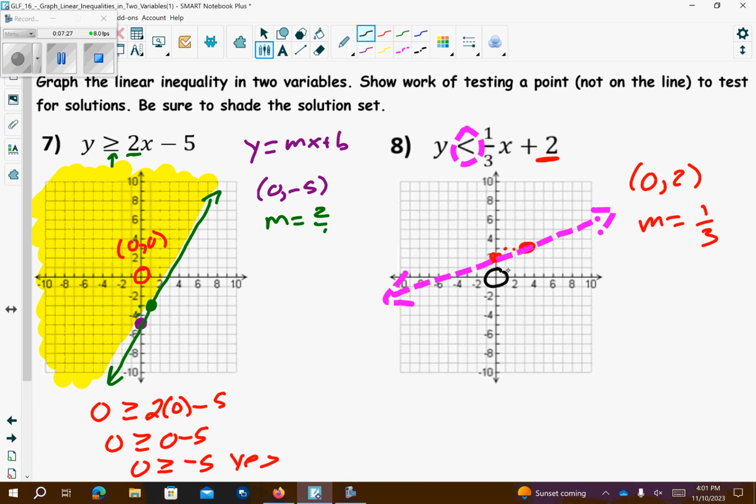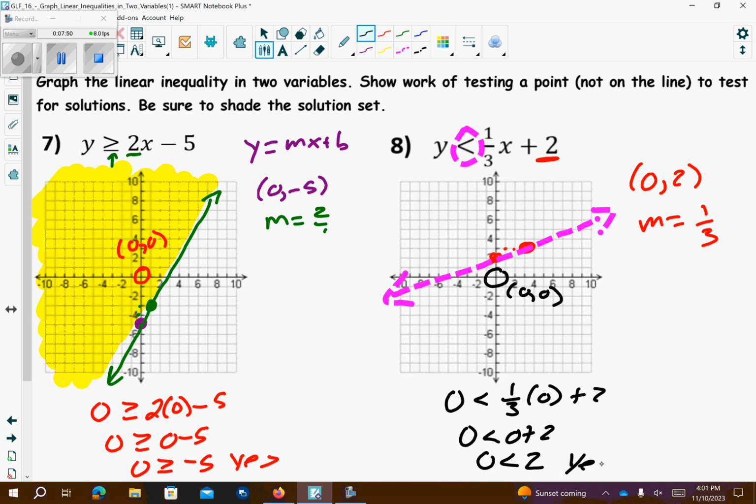Now I'm going to pick my point 0, 0. That's a good test point. Some of you might ask, what if it goes right through 0, 0? Then pick another point that's easy to use. So plug 0, 0 into our equation. Is 0 less than 1/3 times 0 plus 2? Is 0 less than 0 plus 2? Is 0 less than 2? Yes. So I'm going to shade the side that the test point's on. This down here is true. So all down here, if I picked any of these points down here, it would give me a true statement.